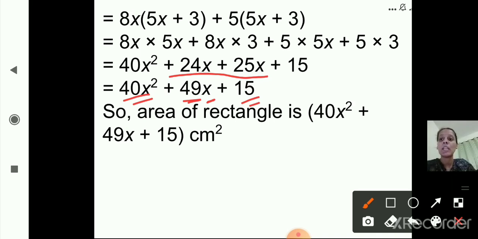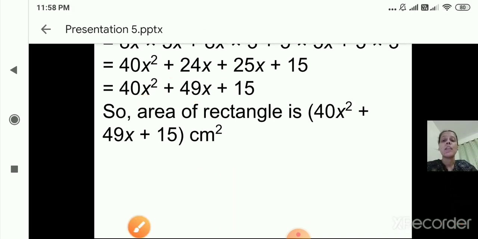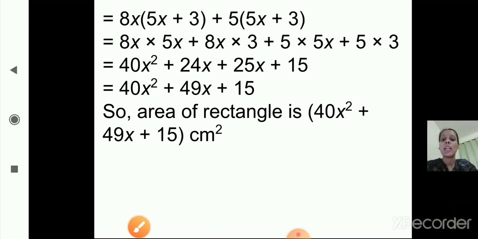So the final statement is: the area of the rectangle is 40x square plus 49x plus 15, and centimeter square is the unit of area. So this is the answer. Area of rectangle is 40x square plus 49x plus 15 square centimeter. I hope we are clear with this sum. In this question, we have to find the area. Length and breadth of a rectangle are given, so you multiply length into breadth and you get the area.